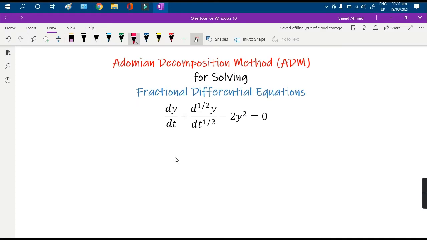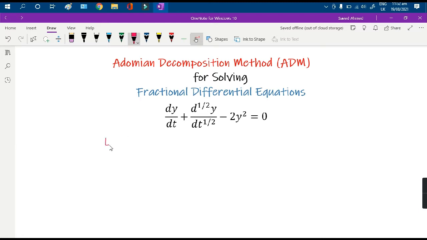In this video, I am going to solve this fractional order homogeneous nonlinear differential equation with the help of the Adomian decomposition method. I did solve ODEs and PDEs by this very method. I will provide the link in the description so you can have a look and see what the basics of this method are.